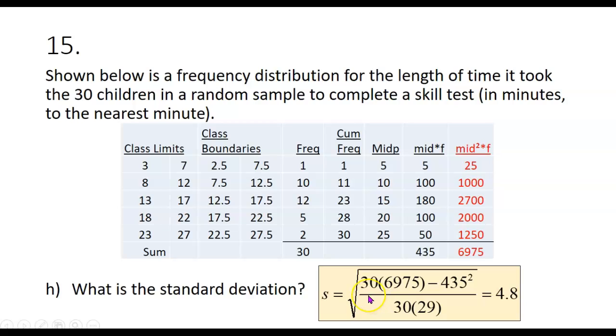Now, in the formula for the standard deviation, we take n, which is 30, times the sum of frequency times midpoint squared, which is 6,975, minus the sum of frequency times midpoint, so 435, squared, divided by n times n minus 1, so 30 times 29, and then when we've got that all calculated, we take the square root. So on a calculator, here's what that looks like.